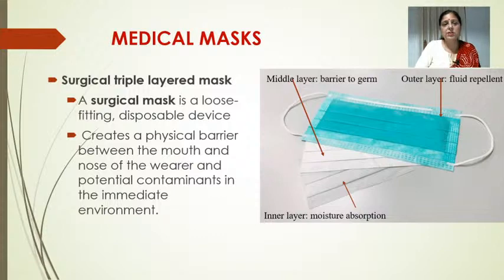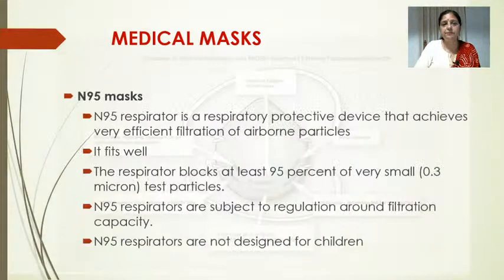The medical mask is a surgical triple-layered mask which we commonly use. It is important that there are 3 layers in it. It has a middle layer which is the barrier to the germ and an inner layer for moisture absorption. The outer layer is fluid repellent, so it doesn't allow the fluid particles to get in. So the middle layer is the barrier to the germ, and the inner layer is for moisture absorption. Whatever we breathe, it doesn't get wet. So it creates a physical barrier between the mouth and the nose of the wearer and prevents potential contaminants.